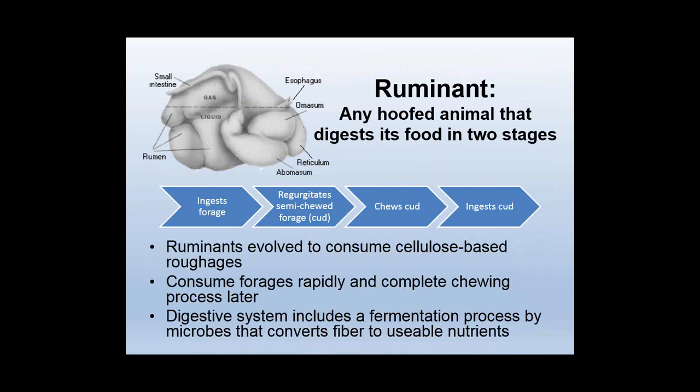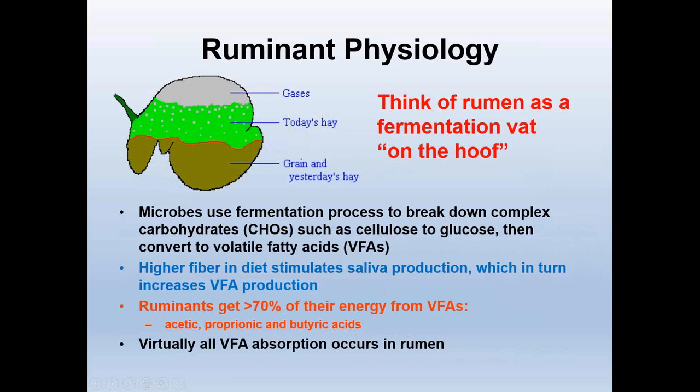Okay, that sounds good. So the microbes use the fermentation process, as I said, to break down those complex carbohydrates, and that includes cellulose, which goes to glucose, and then the glucose is converted to volatile fatty acids. So when we have a higher fiber in the diet, that also stimulates the saliva production, which helps with that ingestion process, and that also in turn increases the volatile fatty acid production.